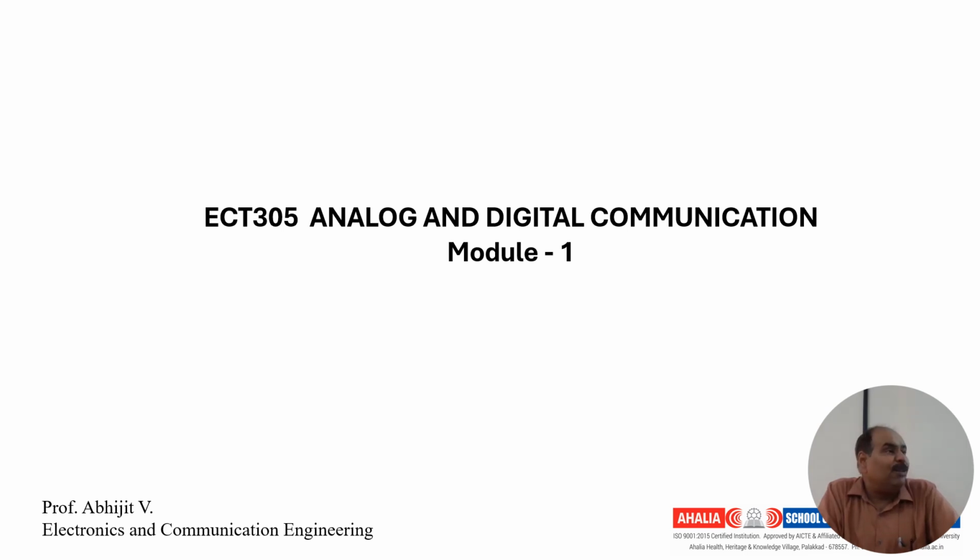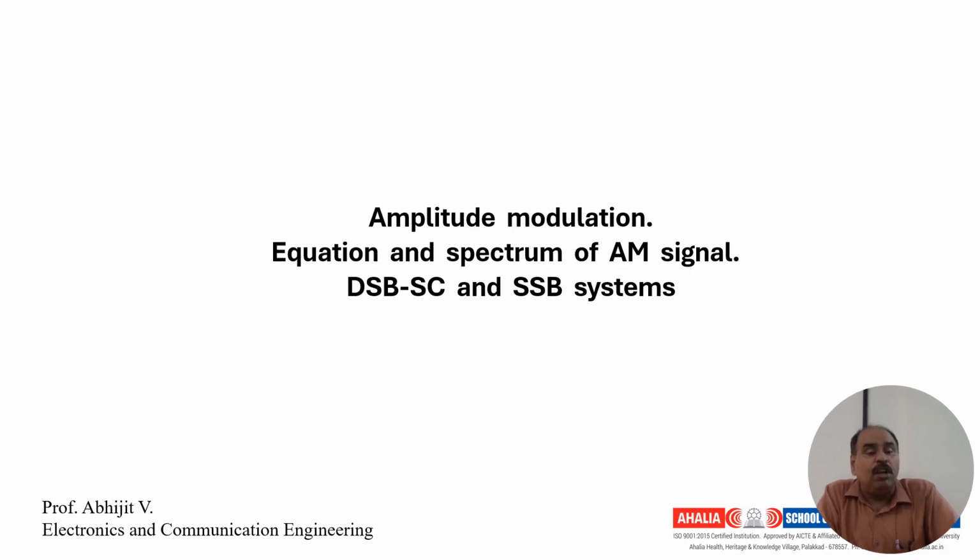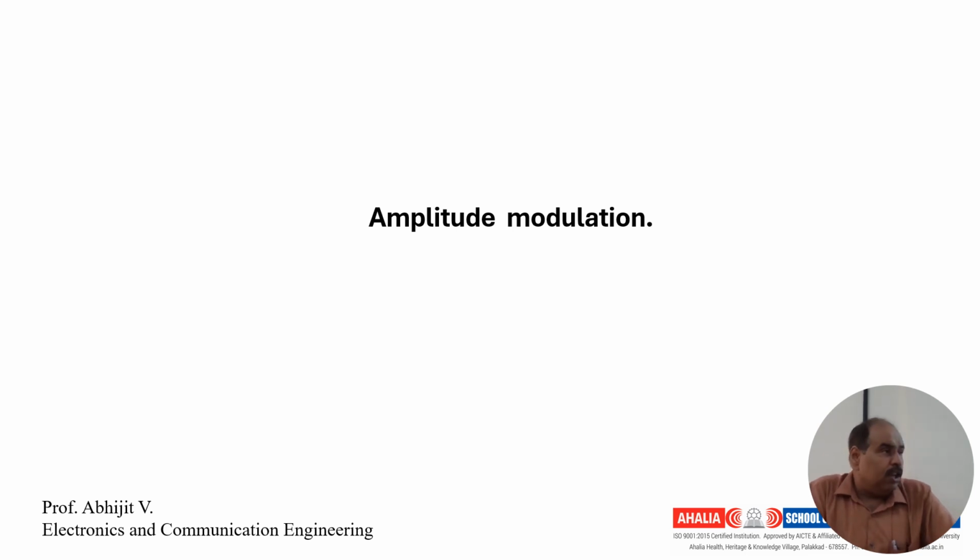First of all, welcome to the course on analog and digital communication, ECT 305. Okay, so the first module we will be studying amplitude modulation. In the first session, we will be studying amplitude modulation, equation and spectrum for an amplitude modulated signal. In the next class, we will be studying what is DSB-SC and SSB systems. Amplitude modulation, an introduction to what is amplitude modulation.